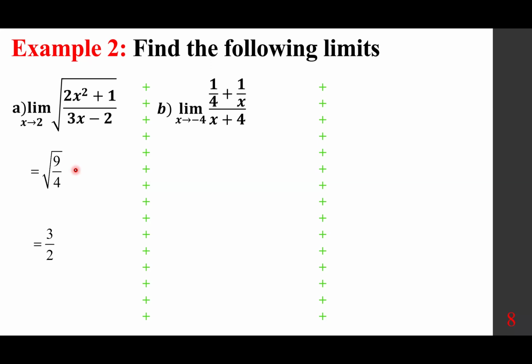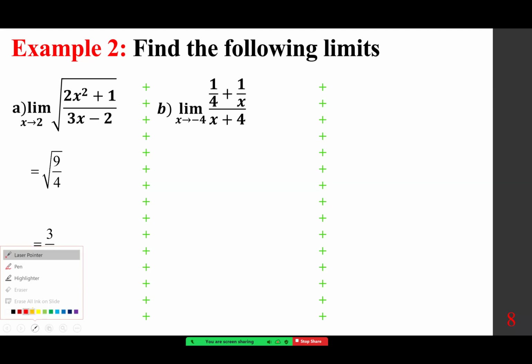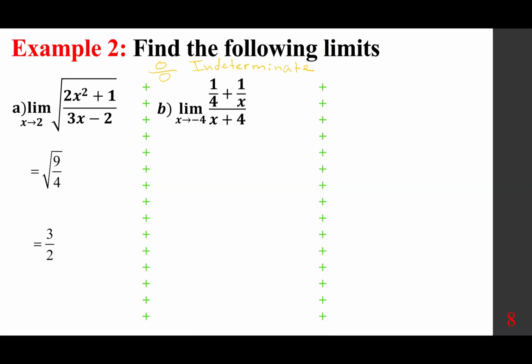Part B. What happens when we plug in? The numerator is 0 if you plug in -4. So is the denominator. And we call this format indeterminate. Please understand, 0 over 0, it's not 0, it's not undefined. It's indeterminate, just like infinity minus infinity or infinity over infinity.